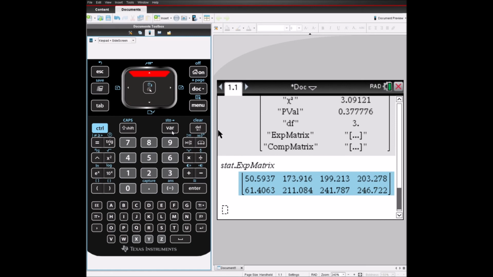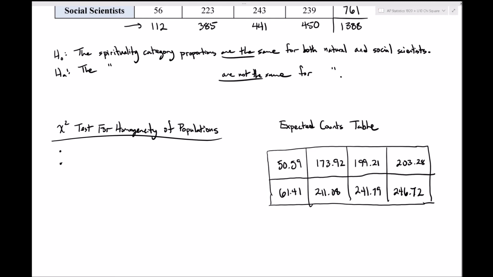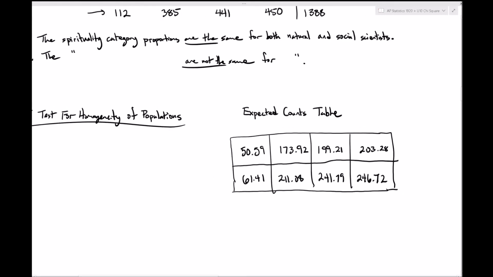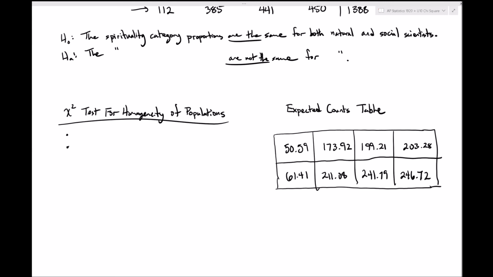So what I'm going to go ahead and do is copy those down onto the handout. So here are the expected counts. I went ahead and just wrote them in. And what we're going to do is use that for the second condition. So I have 2 bullets here on the side. So the first bullet is we have a random sample.